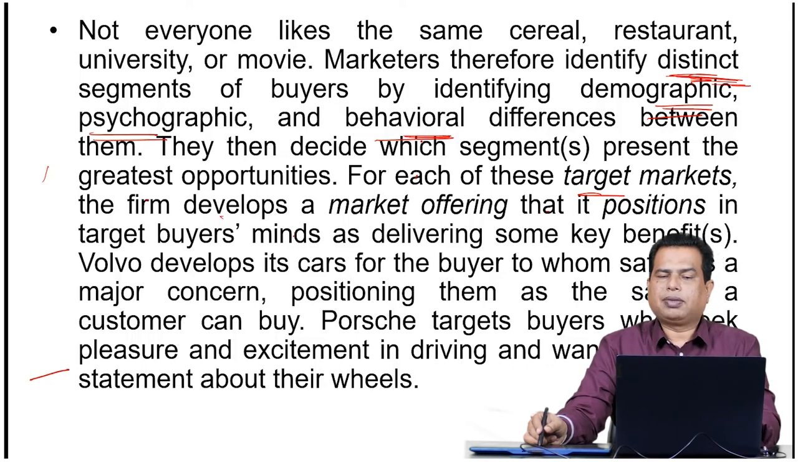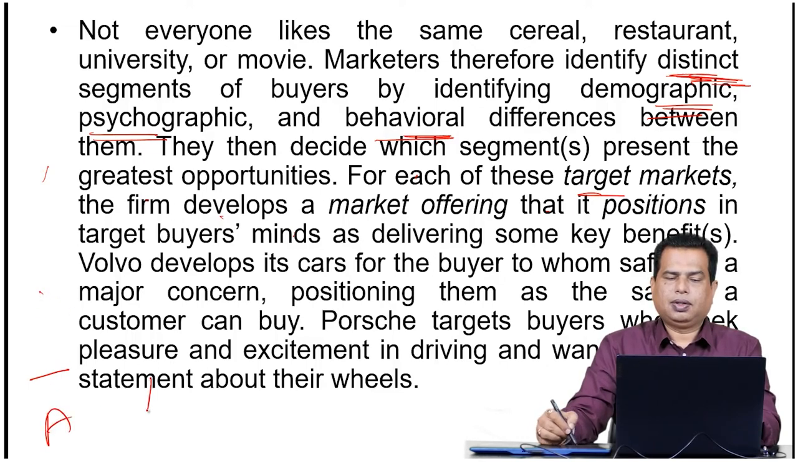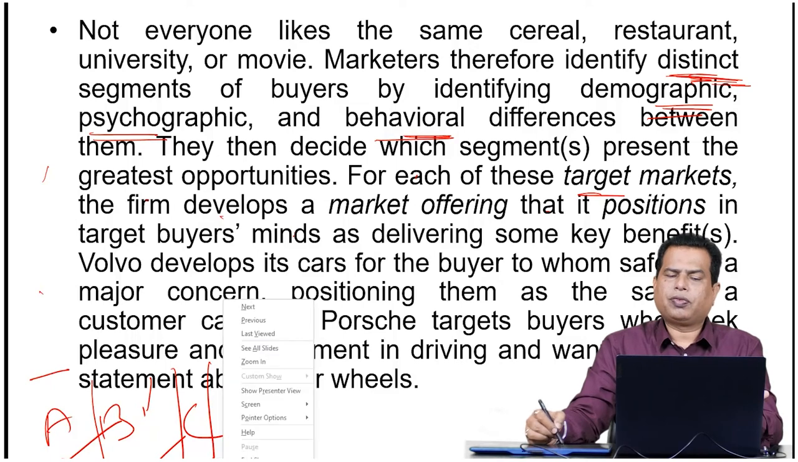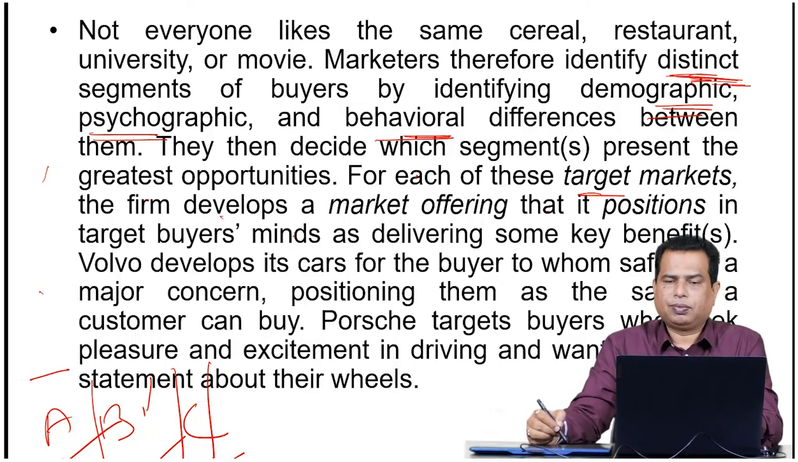Then they decide which segments present the greatest opportunities. For example, if we are going to have segments A, B, C, and these have been made different through their demographic, psychographic and behavioral characteristics, then we can identify whether A is going to be profitable, B is going to be profitable, or C is not profitable, which is more attractive, which we should serve.